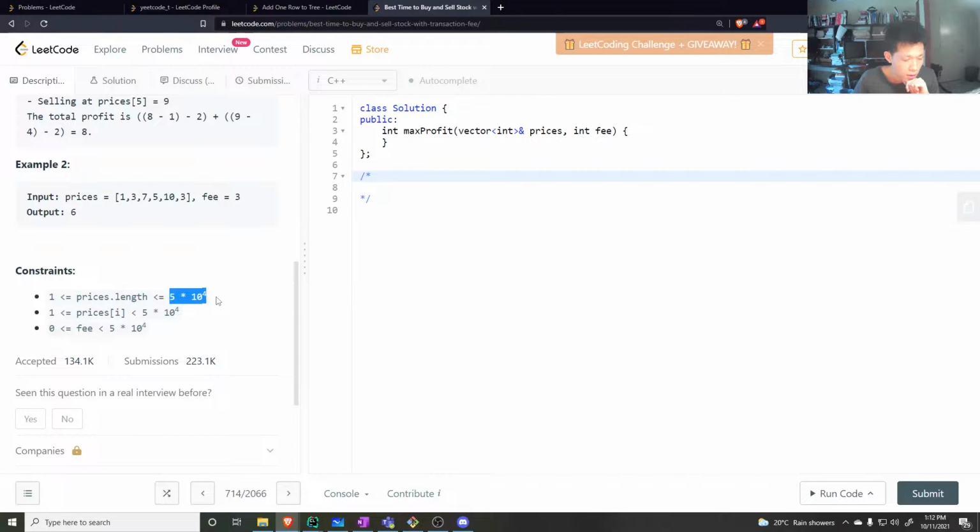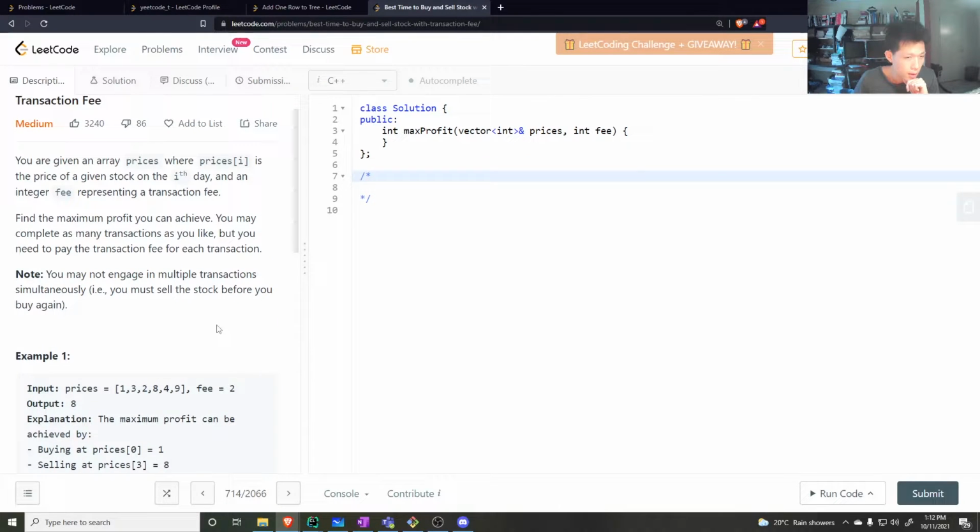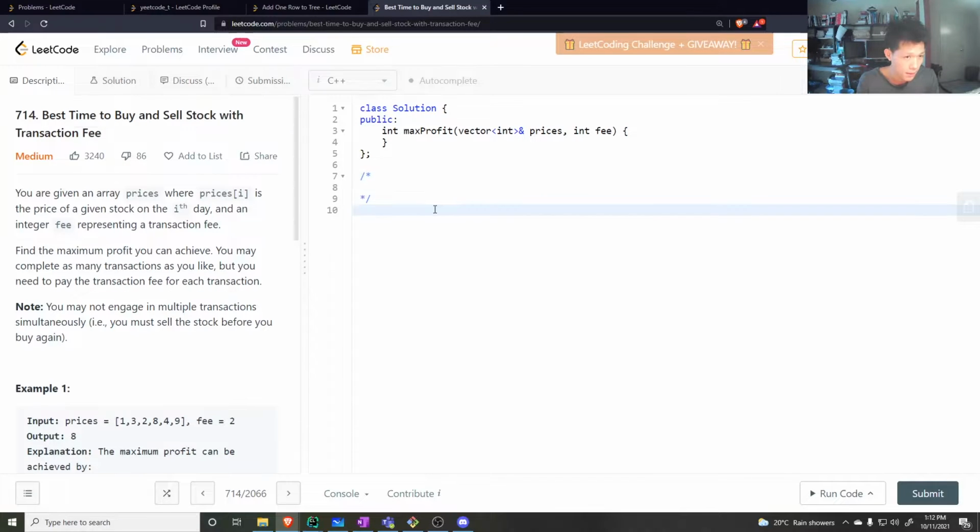The constraint is 5 times 10 to the power 4, so quite a large number. So it will be nice if we can do it in linear time, otherwise it might be too slow. I haven't actually solved this yet, so I'm hoping I can now.